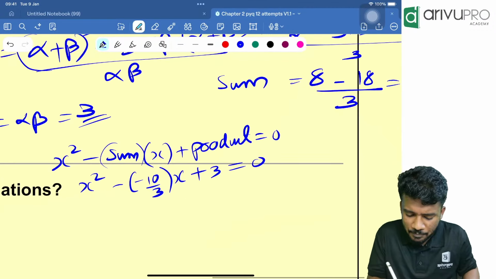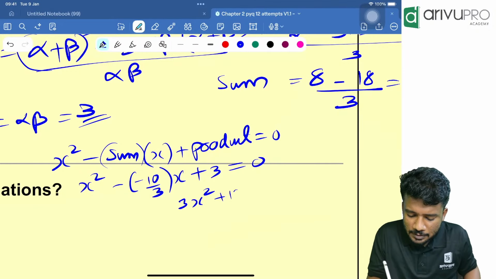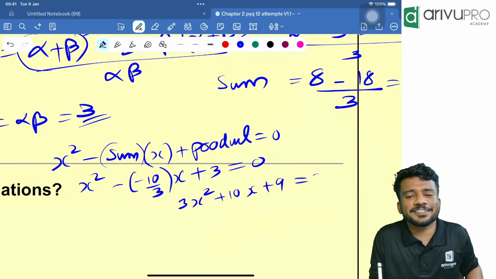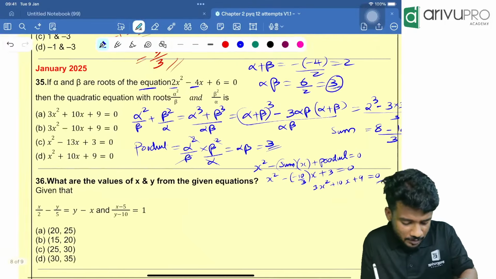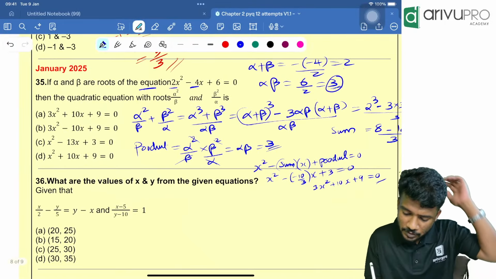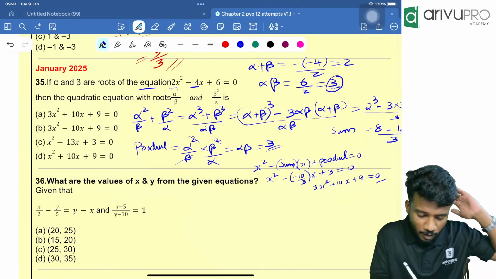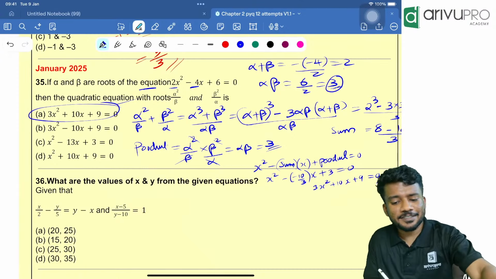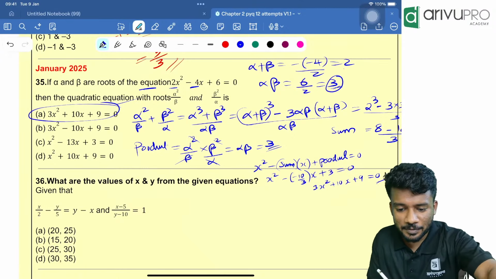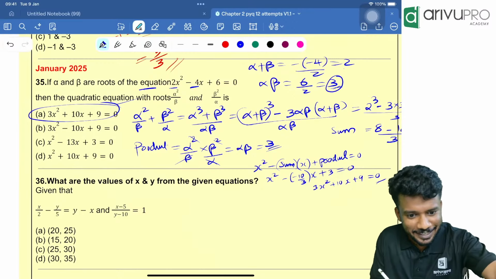Now take the LCM. 3x square plus 10x plus 9, which is equal to 0. Which option is the right answer? Option A is your right answer. I hope that you got it. Yes, many people. Are you guys commenting? Are you guys there? Yes.